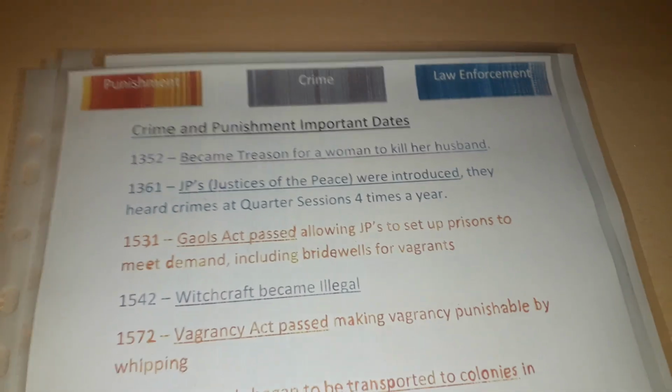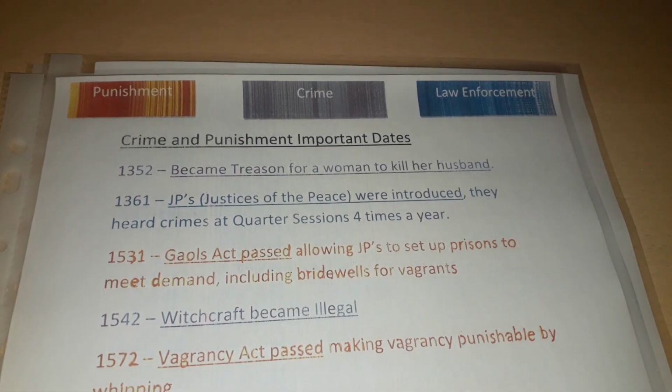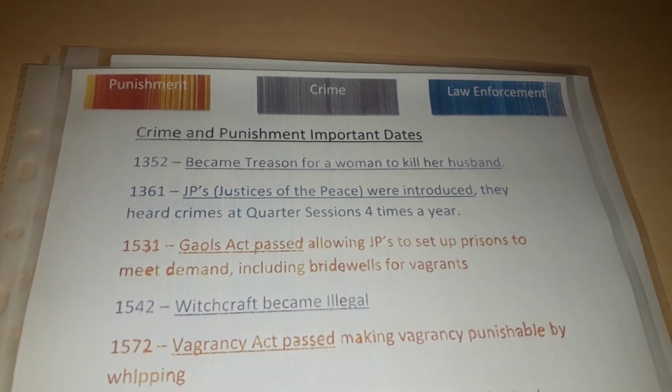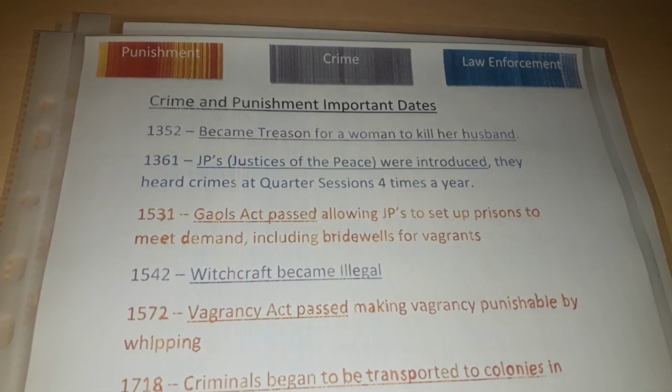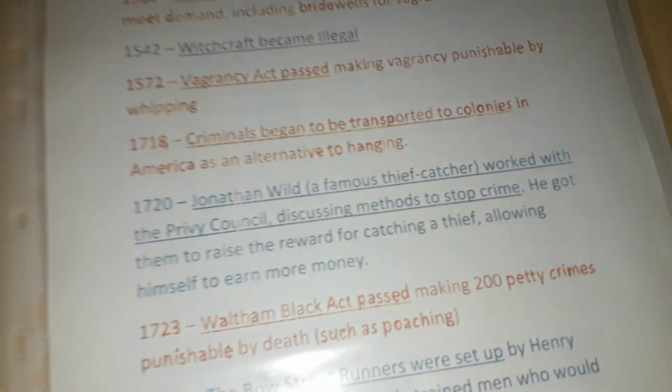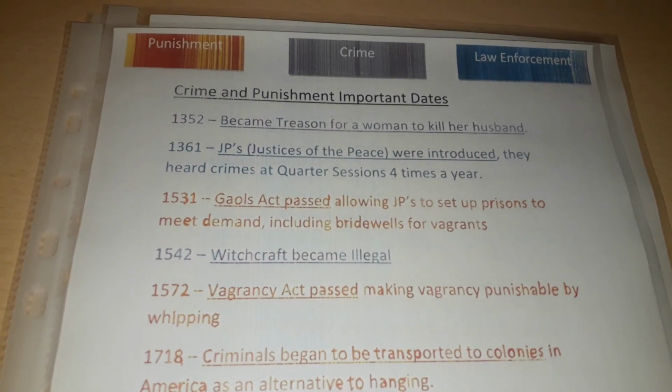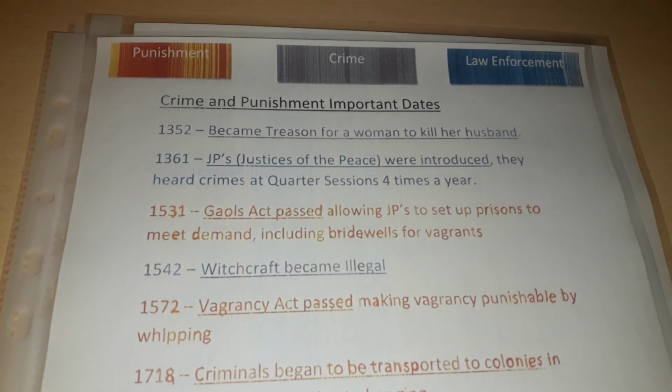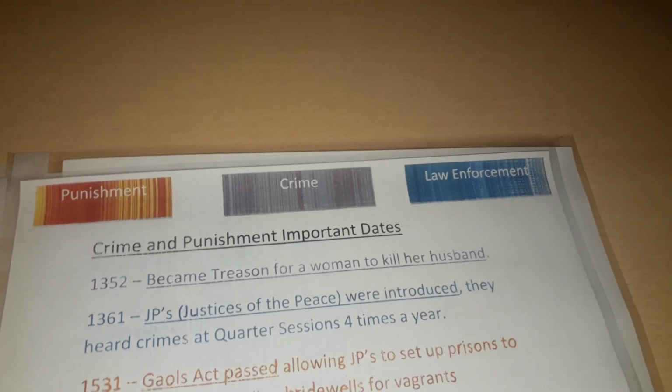Today we're looking at crime and punishment, important dates for the history exam tomorrow, and this makes up half of it along with the Elizabethans as well. This is just going to be the important dates in it, which is useful to use as evidence when you're trying to say something, because it proves you know what you're on about. And I've split this into three sections: punishment in red, crime in purple, and law enforcement in blue.